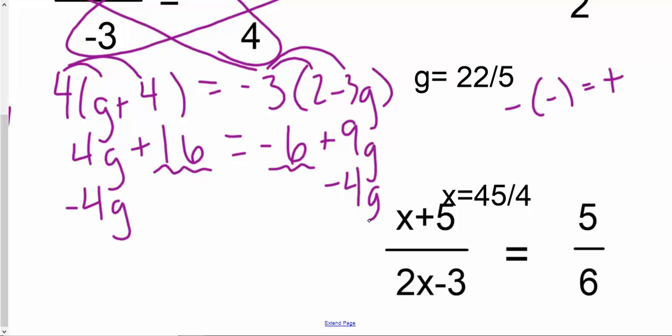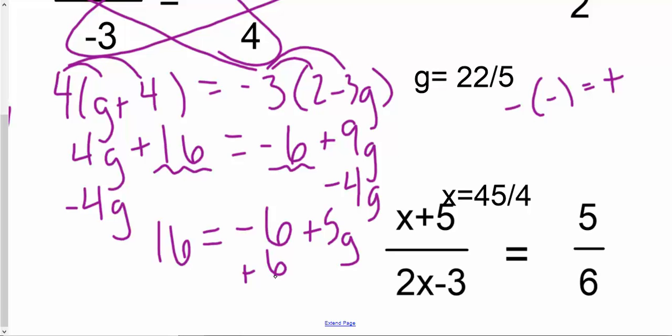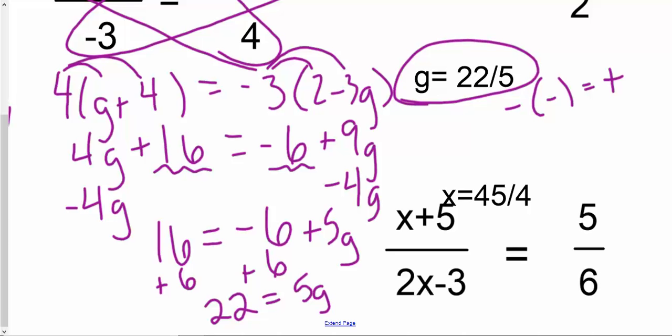4g minus 4g is 0g. And this gives us 16 on the left-hand side. We still have this minus 6 on the right-hand side, and now just a plus 5g. Now I need to get rid of a minus 6 or a subtraction by 6. So I add 6 because negative 6 plus 6 will cancel out. We have to do it to both sides to keep our equation equal, and we get 22 equals 5g. From there, we're able to just divide by 5 because we want 1g, not 5g's, so the opposite operation of multiplication is division. And we get g equals 22 over 5.